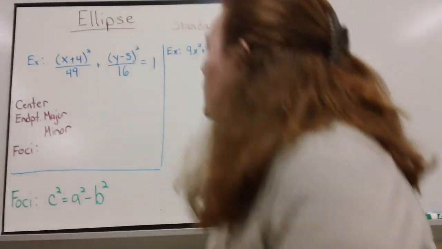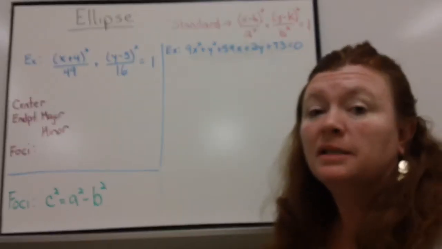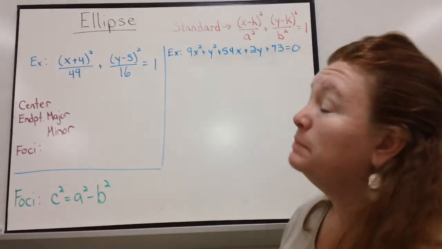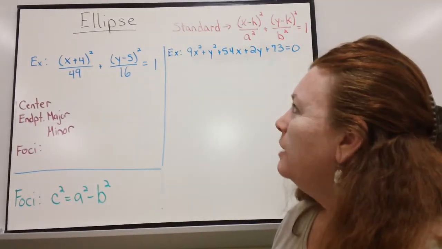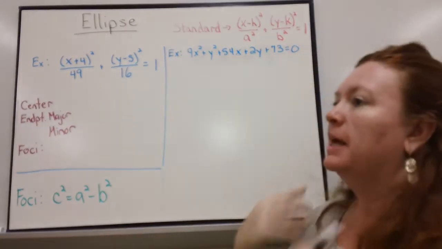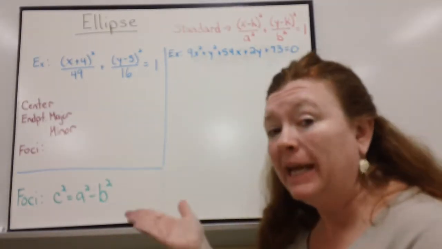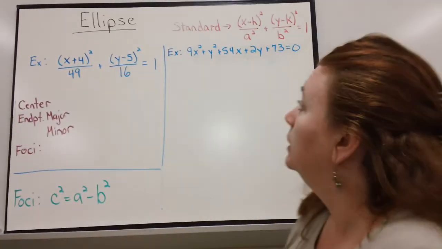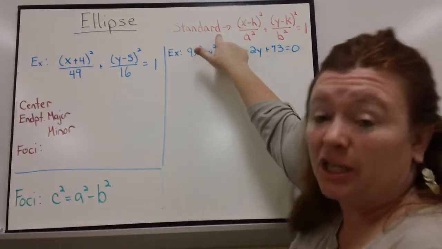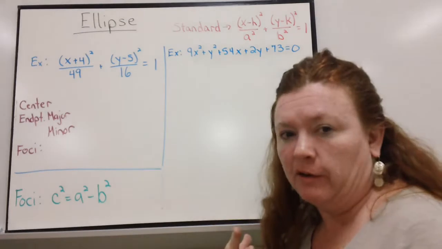All right, today what we're going to do is work on ellipses and hyperbolas. First we'll start with the ellipse. Now the ellipse is another one of our conic sections that is created when a plane intersects a cone. The standard form for an ellipse is very different from a circle.